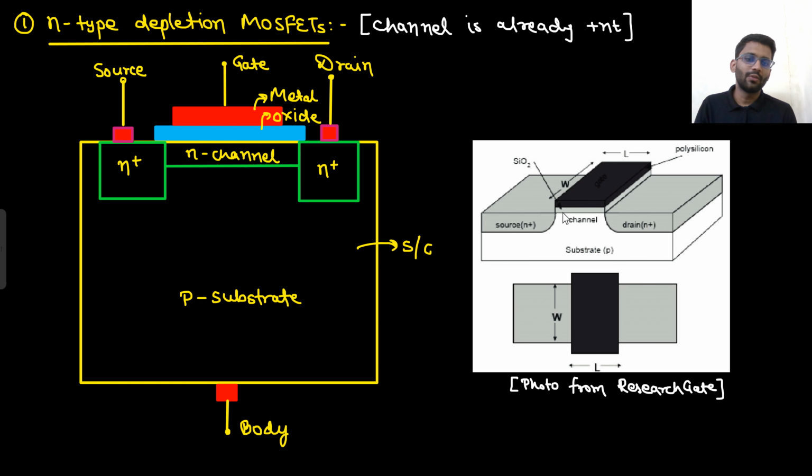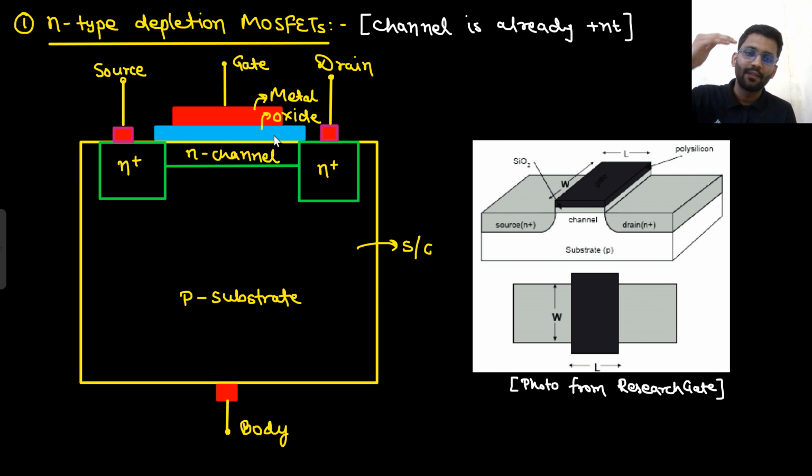This is how a MOSFET looks. This photo I got from ResearchGate's website. I have drawn source here and drain here. This is the front view, and at the top what you will see is this layer, then this layer, and then this box. This is what you will see from the top layer.